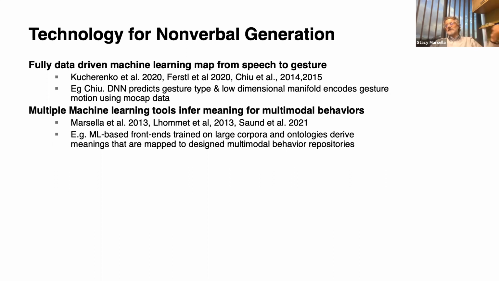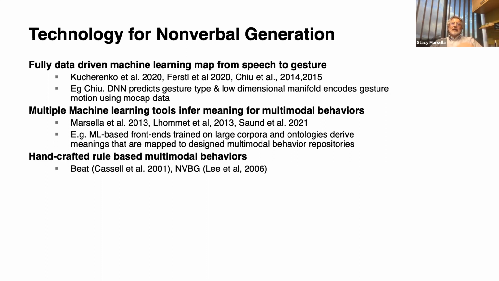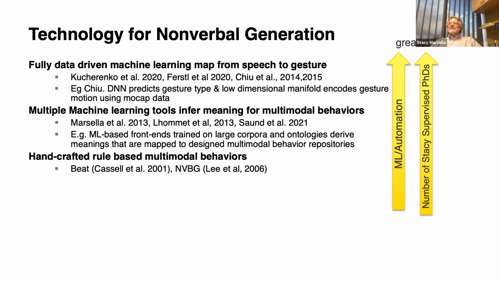separately things like syntactic structure, rhetorical structure, metaphoric structure, and these distinct analyses are then combined in some gesture. And then there's the handcrafted rule-based approaches that Hannes worked on, Beat, and my student Gina Lee worked on NVBG. The interesting thing to think about is that the machine learning approaches at the top have the most automation. All the PhDs I've supervised have been getting PhDs in nonverbal behavior. I've worked on machine learning techniques.